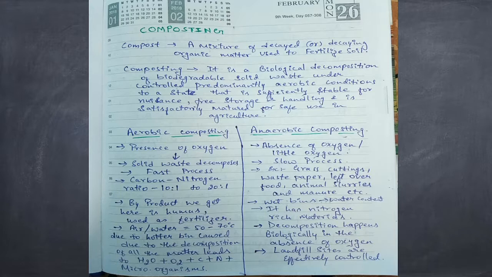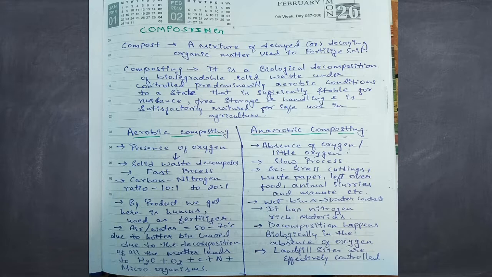What is this compost then? Whatever the end product we get from composting, like humus, which is used as a fertilizer, is known as compost. A mixture of decayed or decaying organic matter which is used as fertilizer for soil is compost. And composting is nothing but the biological decomposition of the organic matter of solid waste into a stable form, either under aerobic conditions or anaerobic, whatever we get is used in helping agriculture.